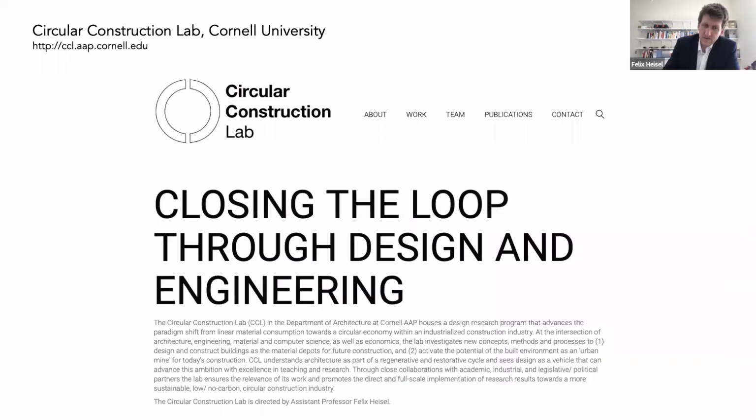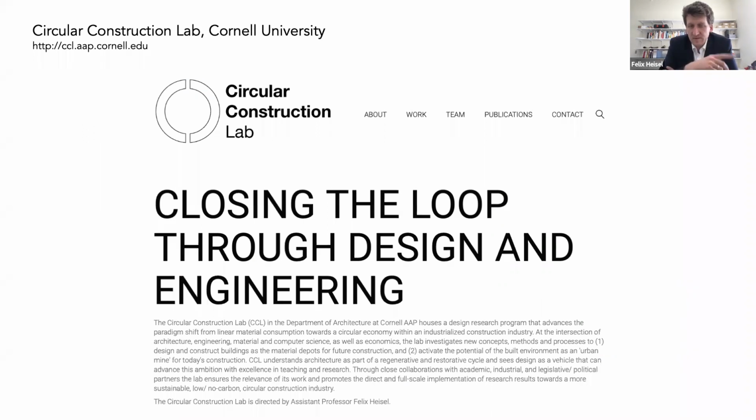And so what we're trying to do here at Cornell right now, through the Circular Construction Lab, is develop tools and methods that can influence this paradigm shift. We're looking at, on the one hand, how we can design buildings differently, and how we can design buildings as material depots for future use.